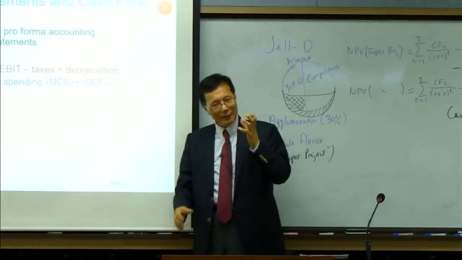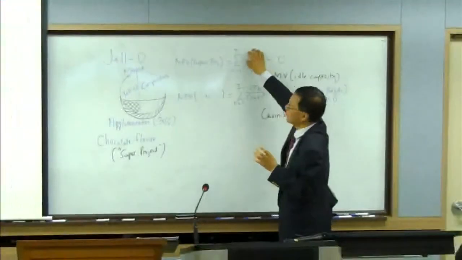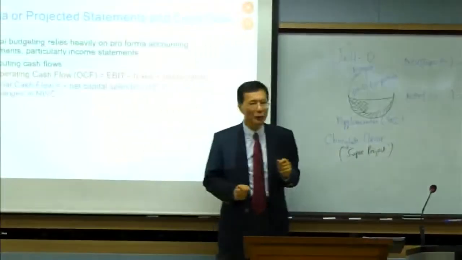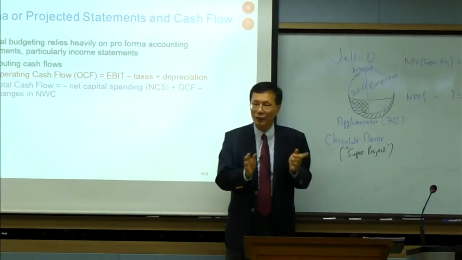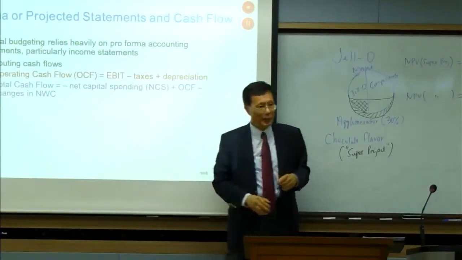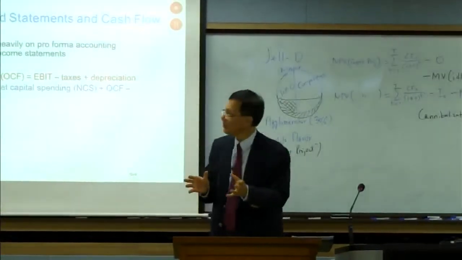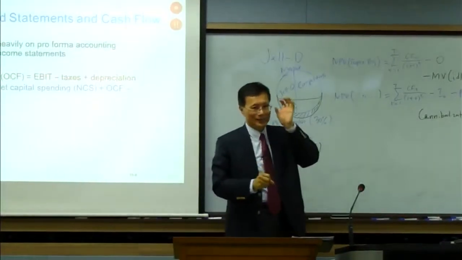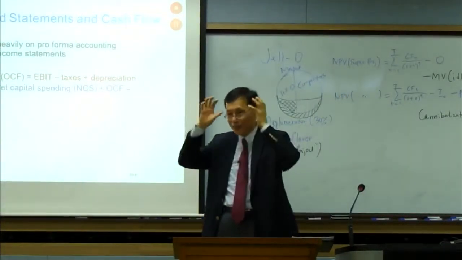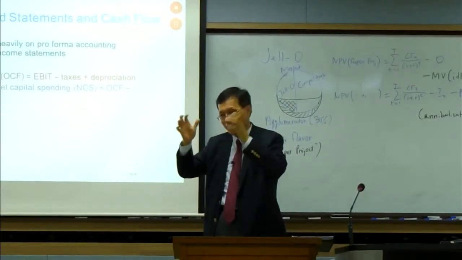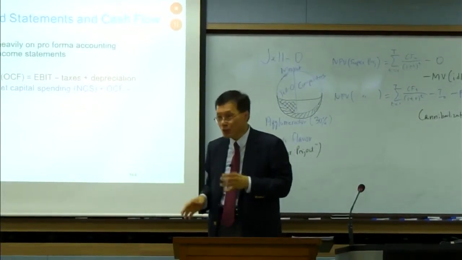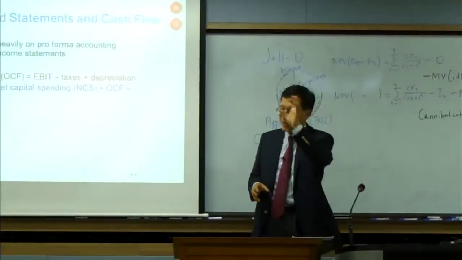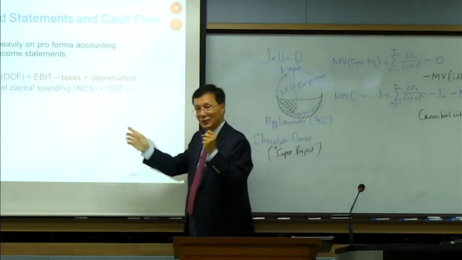The cash flows of project analysis is defined to be the operating cash flow of the project, which is computed by earnings before interest and tax, subtracting taxes, and adding back depreciation. Subtract tax, add depreciation. I want you to remember, subtract tax, add depreciation to EBIT. Notice that I don't subtract interest payment.